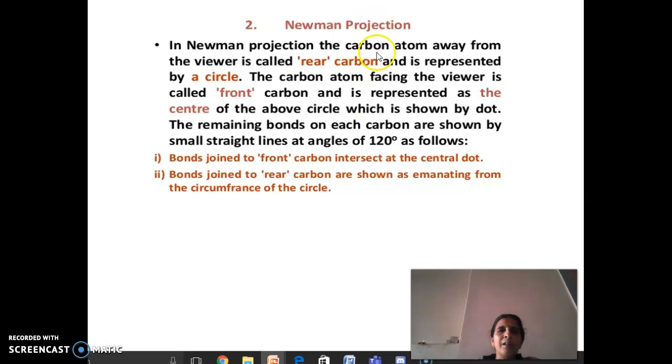In Newman projection, the carbon atom away from the viewer is called the rear carbon, which is represented by a circle. The carbon atom facing the viewer is called the front carbon atom, and it is represented as the center of the circle, which is shown by a dot. The remaining bonds on each carbon are shown by small straight lines at an angle of 120 degrees as follows. Bonds joining the front carbon atom intersect at the center dot. Bonds joining the rear carbon atom are shown as emanating from the circumference of the circle.